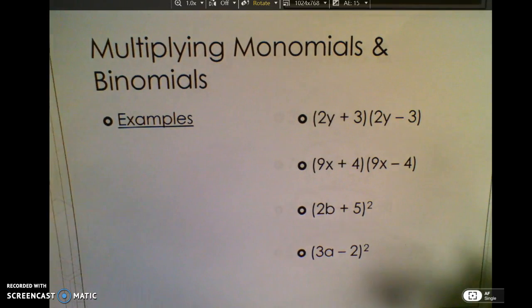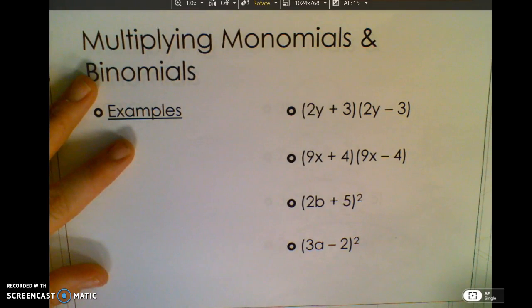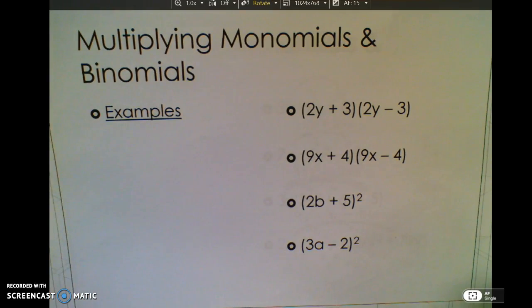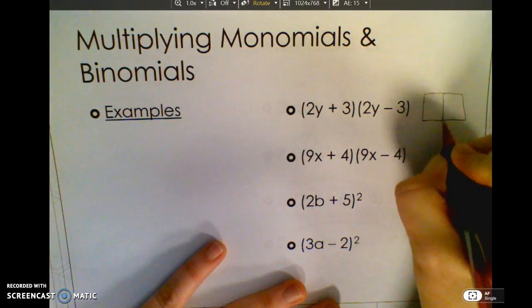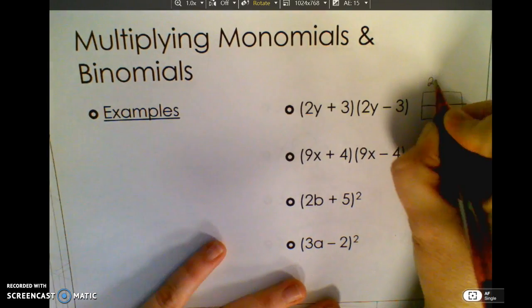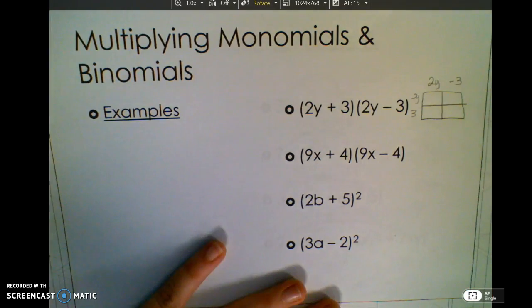Multiplying monomials and binomials, part 2. In this particular situation, we want to make sure that we've covered these. Again, you may use the box method here, or you may use FOIL. It is up to you. And again, it doesn't matter which side this goes on.